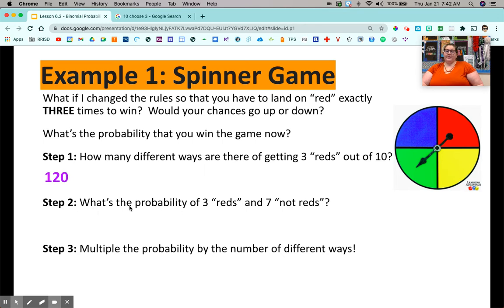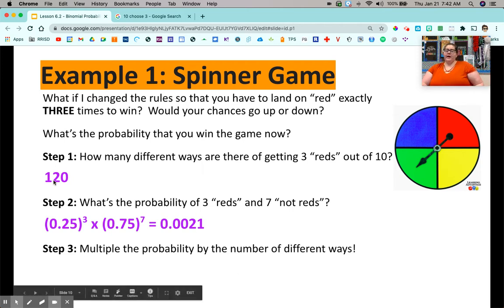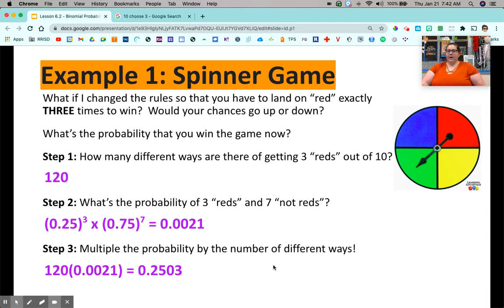Step 2, what's the probability of getting 3 reds and 7 not reds? Again, I want red and red and red, and not red, not red, not red, not red, etc., 7 times. So I would do 0.25 to the 3, and then 0.75 to the 7, which gives me 0.0021. And then I multiply my number of ways times that probability.